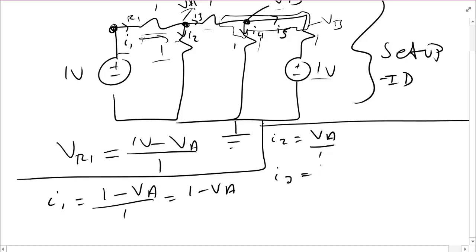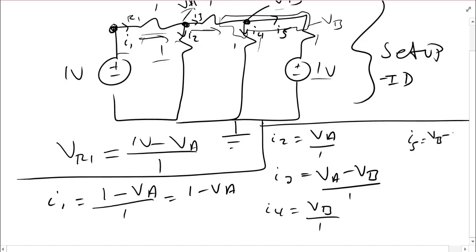I3, I've chosen it going this way, is VA minus VB over, again, 1 ohm. I4 is VB minus the reference, 0, over 1. And finally, I5 is VB minus 1 volt, remember I'm going this way, over 1 ohm.